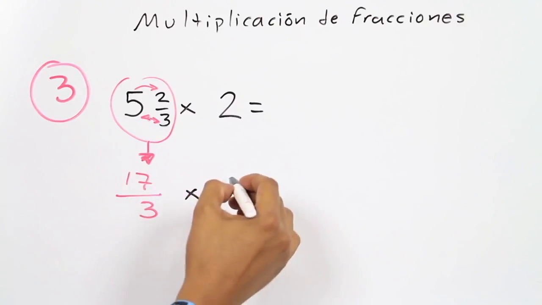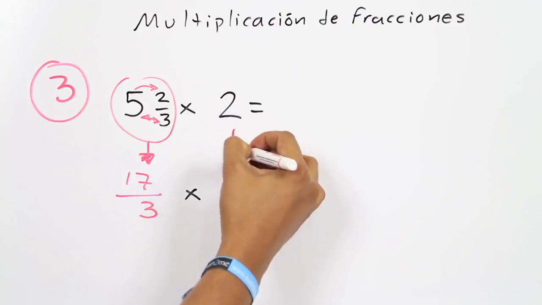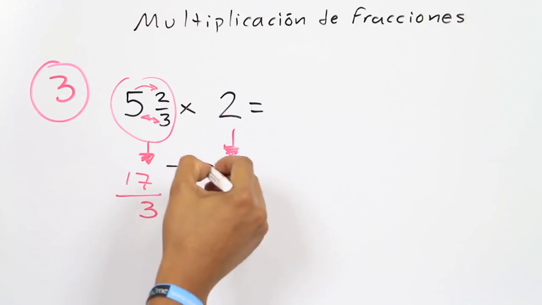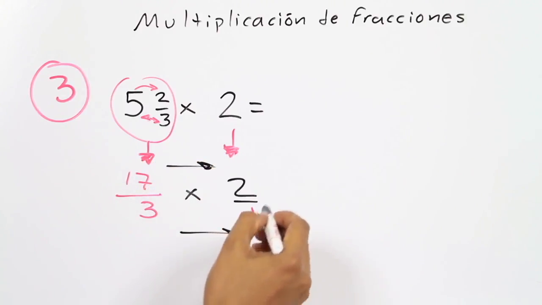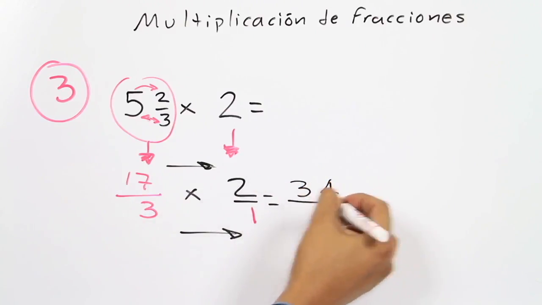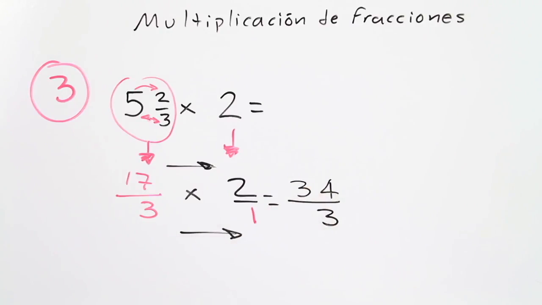For the whole part, you just divide the number by 1 and keep the same value, but now as a fraction. So with two simple fractions, we just do the same procedure of multiplication. That is, multiply all the top numbers and then multiply all the bottom numbers. In this case, 17 times 2 equals 34 over 3 times 1 equals 3, which is 34 over 3.